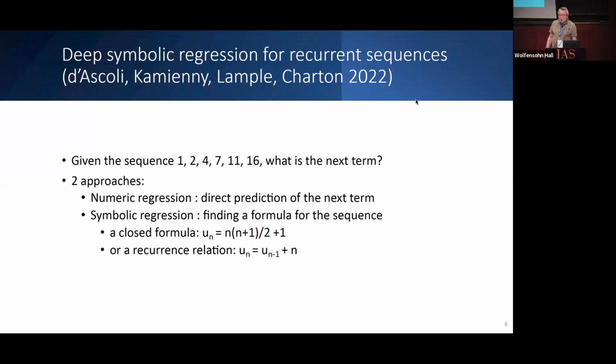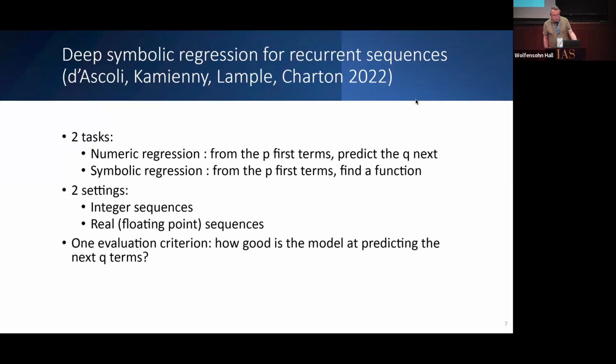So the idea was, could we train a model to do exactly that, to predict the next number? We have 2 tasks, numeric regression and symbolic regression, and we want to compare how the models learn. We have 2 settings: integer sequences, which is the IQ test, and real floating point sequences, which correspond to a more scientific or more practical problem. But there's only one evaluation criterion. We want to see whether the model, no matter whether it learned to predict the next term or a function, is good at predicting the next elements in the sequence.